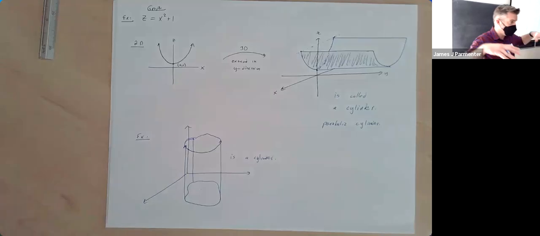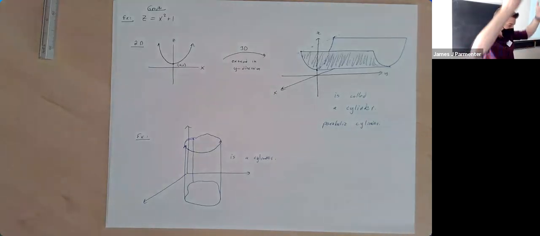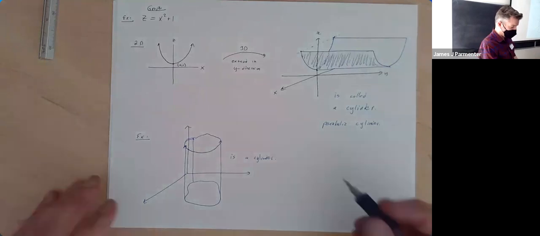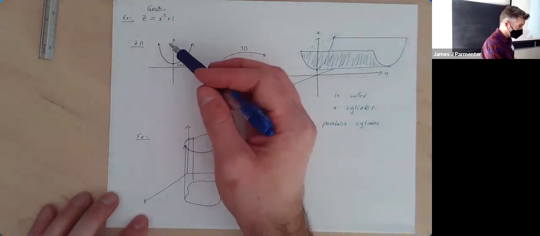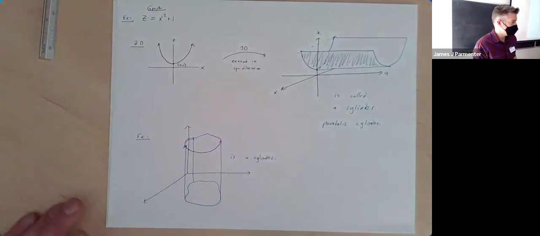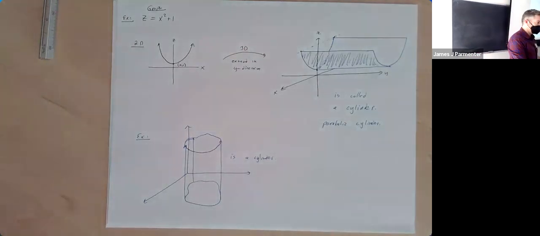This is a cylinder, because all we've done is take some curve in two dimensions and extend it in the third dimension. Actually, region is not the right word. It doesn't have to enclose a region. This definitely doesn't enclose a region, and that's still a cylinder. Cylinders are weird, or at least the way we've named things is weird.